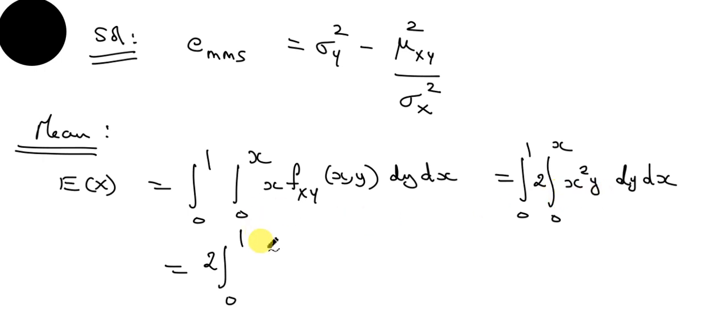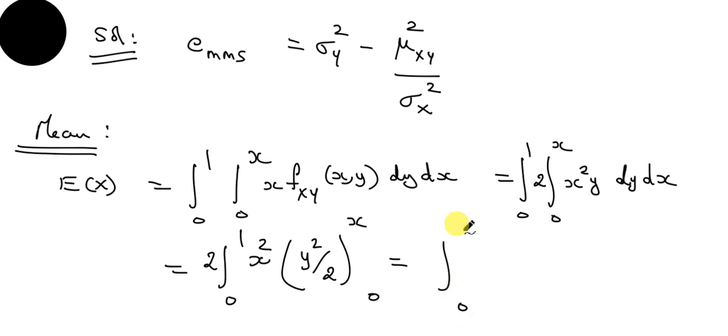Now upon integration, this would be integral 0 to 1, 2 is a constant. If I integrate with respect to y, x is also a constant. So y upon integration will give me y squared by 2, all this running between 0 to x. So this will give me integral 0 to 1, x squared by 2, or I am going to have x to the power 4.